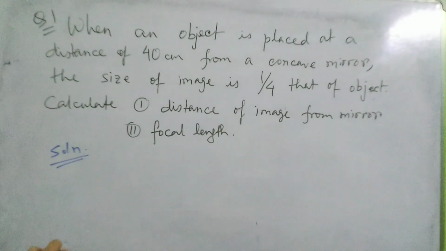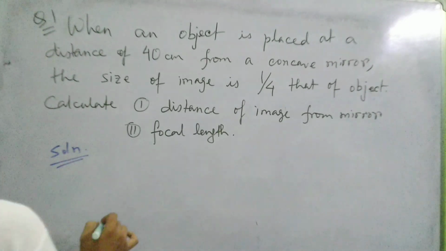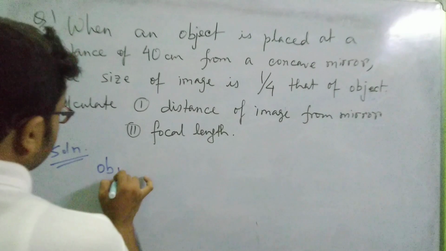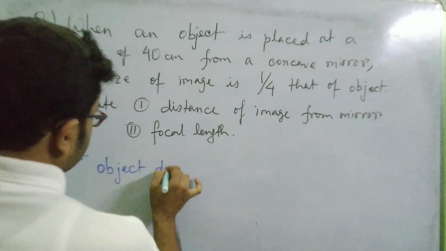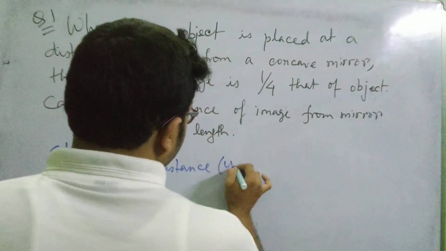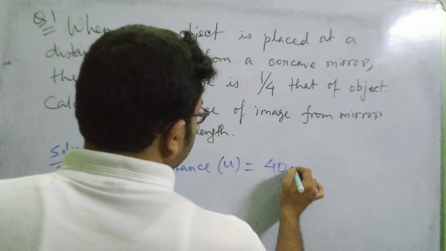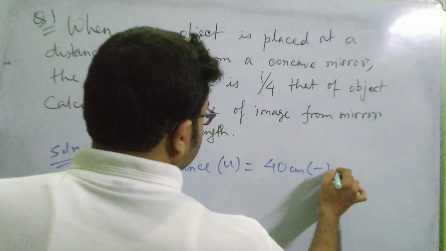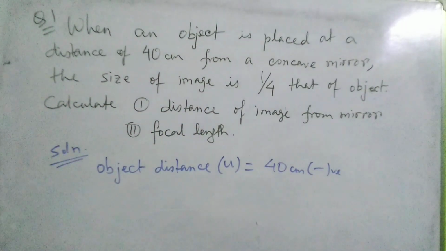Okay, so what are the things given? It is given that the object is placed at a distance of 40 cm. So basically it is given the object distance. Object distance is generally denoted by the letter U, is equals to 40 cm, and as you know, object distance is always negative in nature, be it concave or convex mirror.